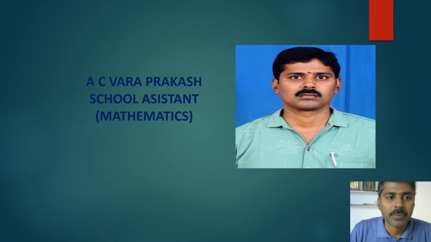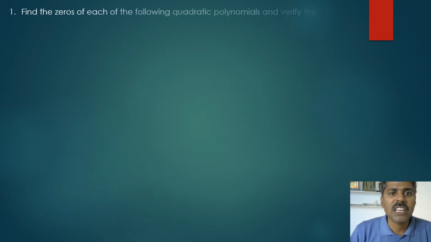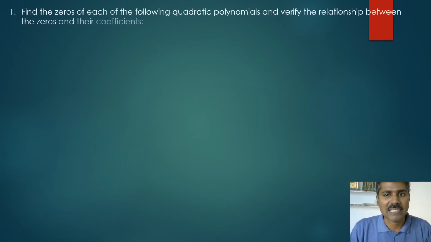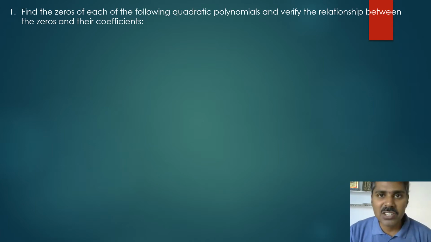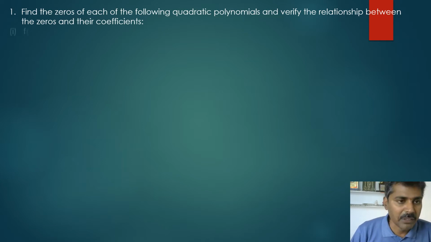So let us start. In the previous videos we have done finding the value of the polynomial and zeros of the polynomial. Now we will apply that. Find the zeros of each of the following quadratic polynomials and verify the relationship between the zeros and their coefficients. This is one more important concept we have to learn. Coefficients and zeros have a relationship in a quadratic polynomial, which we will discuss today with an example.